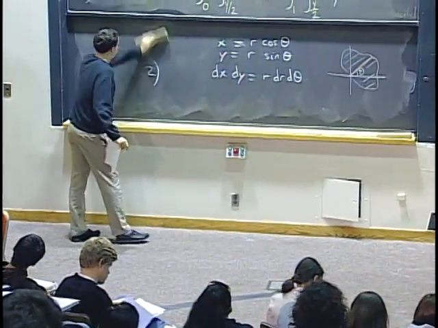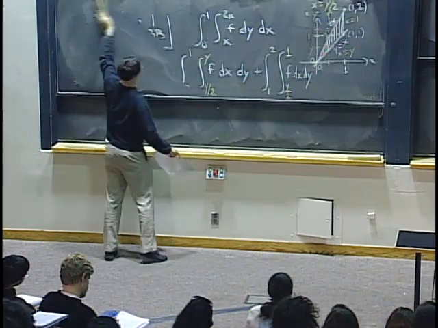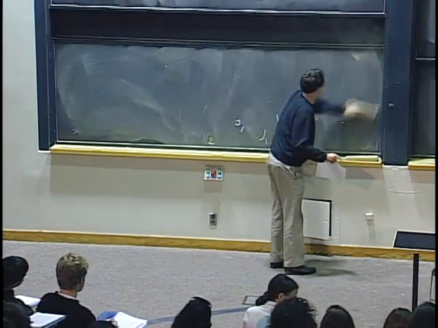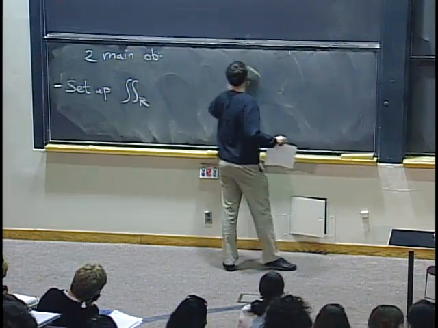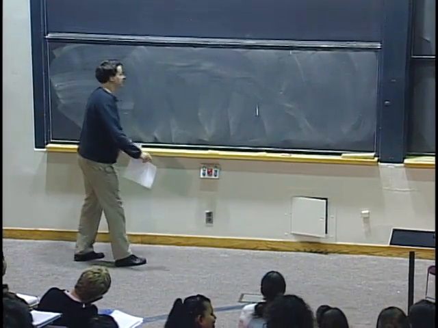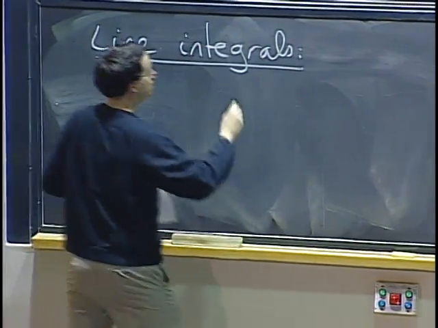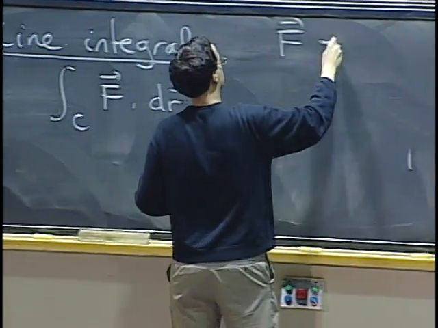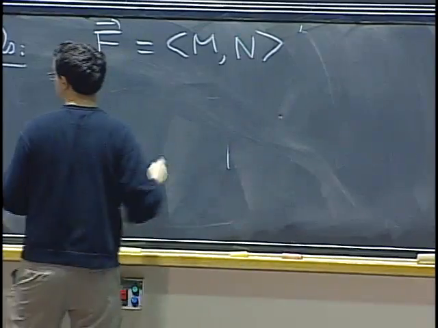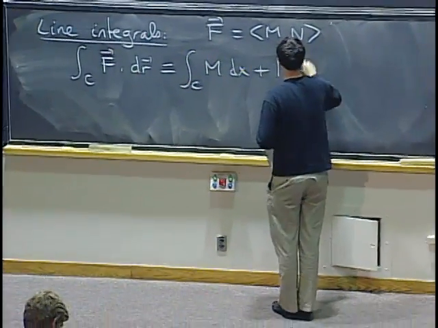So we've also seen line integrals. The main thing to know about them: the line integral for work, which is the line integral of F dot dr. Let's say that your vector field has components M and N. Then the line integral for work becomes, in coordinates, the integral of M dx plus N dy.